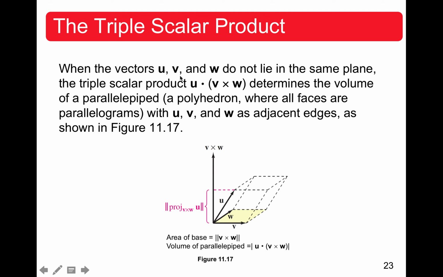When the vectors u, v, and w are not in the same plane, we use this triple scalar product to determine the volume of a parallelepiped. A parallelepiped is a polyhedron where every face, every side, is a parallelogram. Think of a rectangular prism, but stretched on its side. So u, v, and w are adjacent edges. You can see right here, this is u, this is w, and this is v. And we find that triple scalar product to find the volume of a parallelepiped.